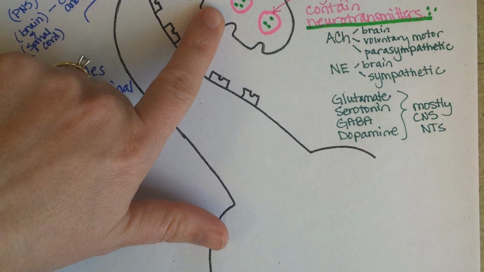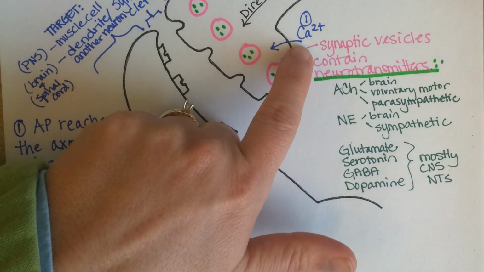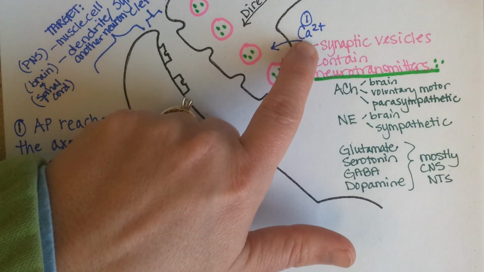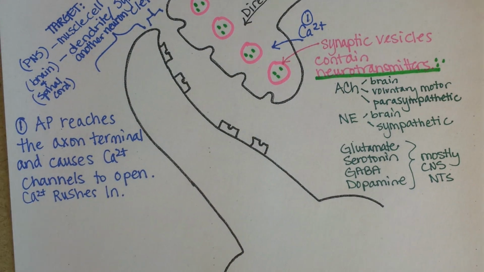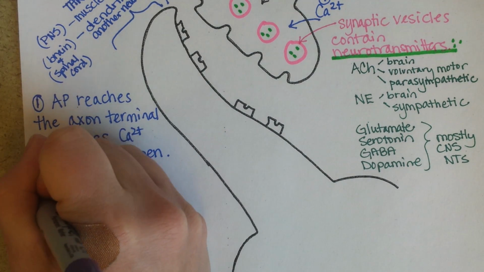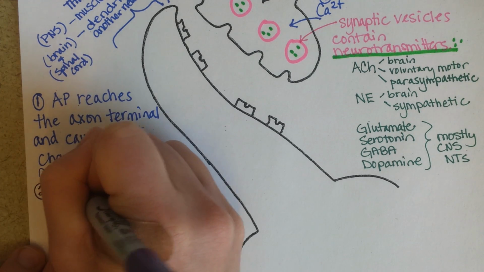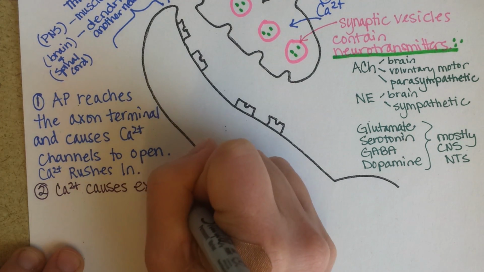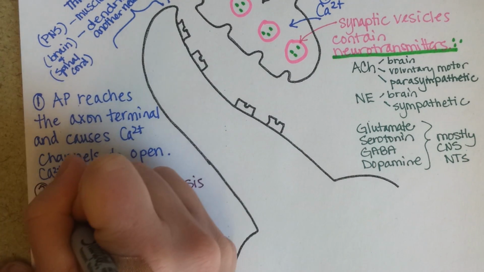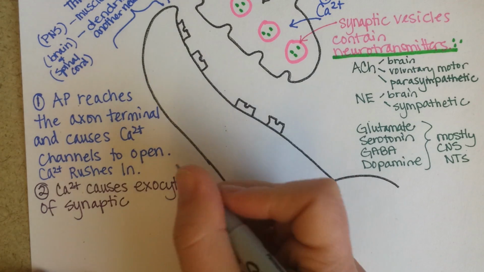The action potential gets to the axon terminal and the arrival allows calcium channels to open, calcium predictably rushes in, and then that effect is to cause exocytosis of the synaptic vesicles. So I'm going to use a purple pen, write number 2 on here. Calcium causes exocytosis of synaptic vesicles. So the neurotransmitters are going to get dumped into the cleft.